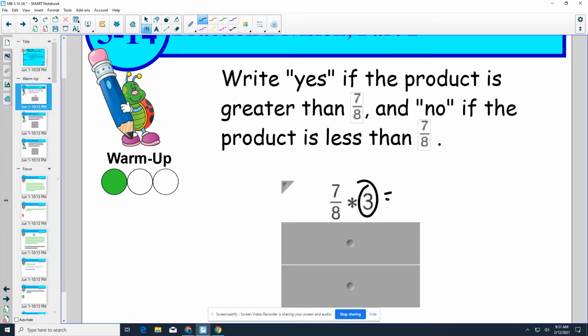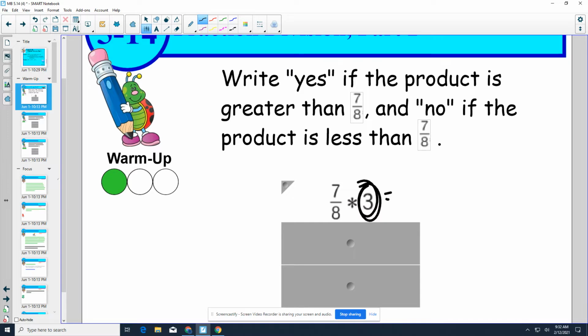So it tells us yes that the product is greater than 7/8. And remember, the product simply means the answer to your multiplication problem. And no, if the product is less than 7/8. So you can see here we're starting with 7/8 and we're multiplying by 3. And if you remember, the multiplicative identity tells us any fraction or any number multiplied by 1 will simply be itself. The product will be the same as the factor you're multiplying by.